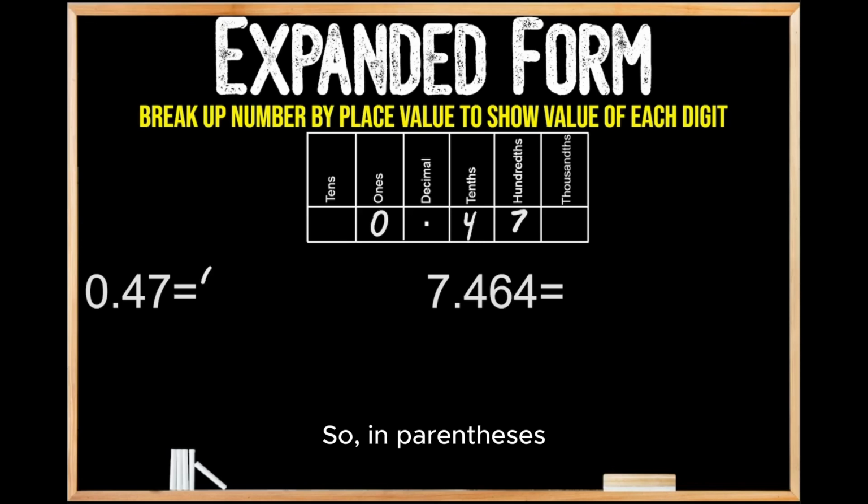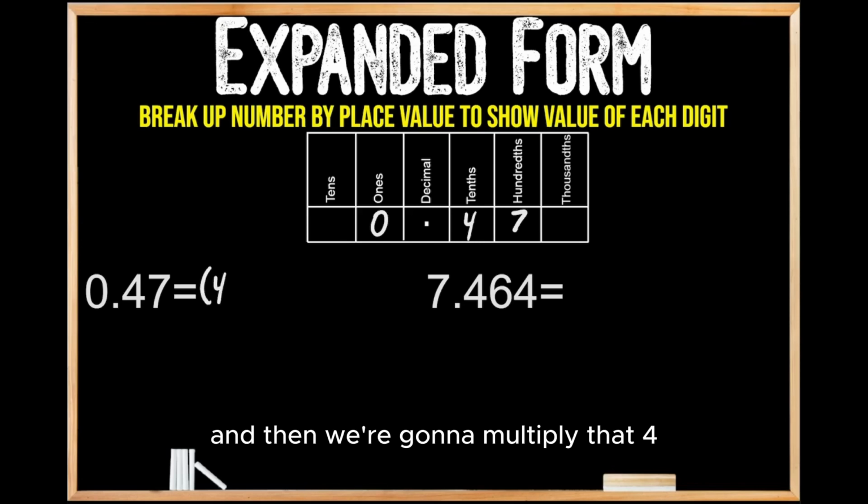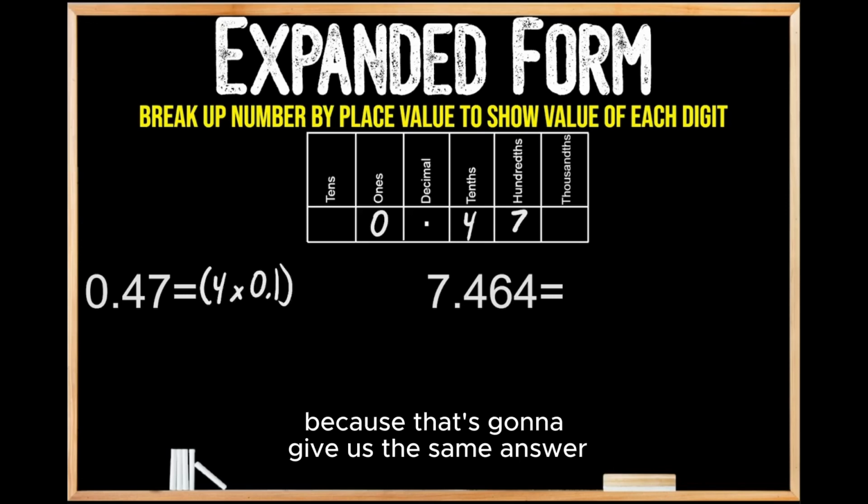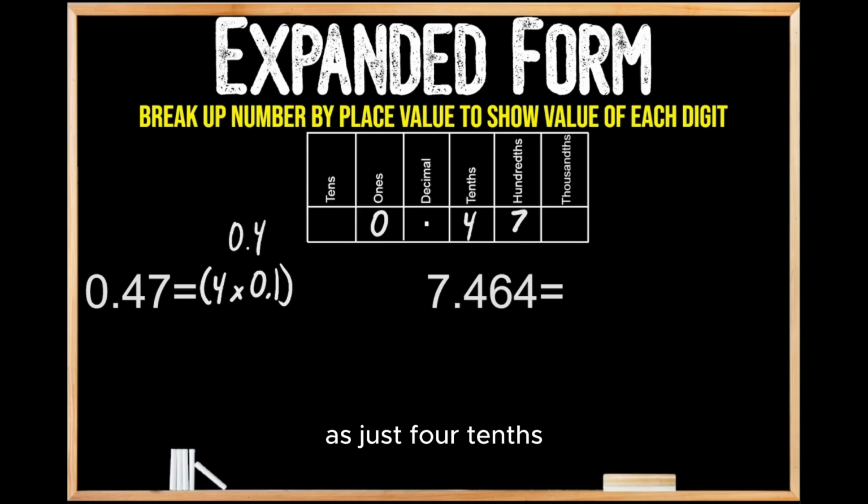So in parentheses, we're going to write our 4, and then we're going to multiply that 4 by the place value that it's located in, which in this case is in the tenths place. So we're going to multiply this 4 by 1/10 because that's going to give us the same answer as just 4/10, which is the value of that digit of the 4 within the tenths place.